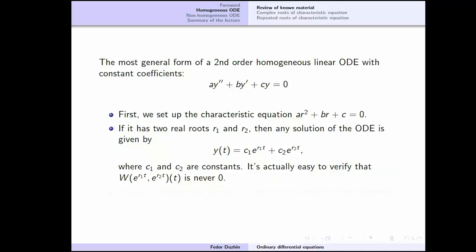One more thing that we learned last week is the notion of the Wronskian. Let me recall it. The Wronskian of two functions, f and g, is the determinant of the following matrix. The first row of the matrix is the two functions, and the second row are the derivatives of the two functions. Using the Wronskian, you can verify if functions are linearly dependent or independent.